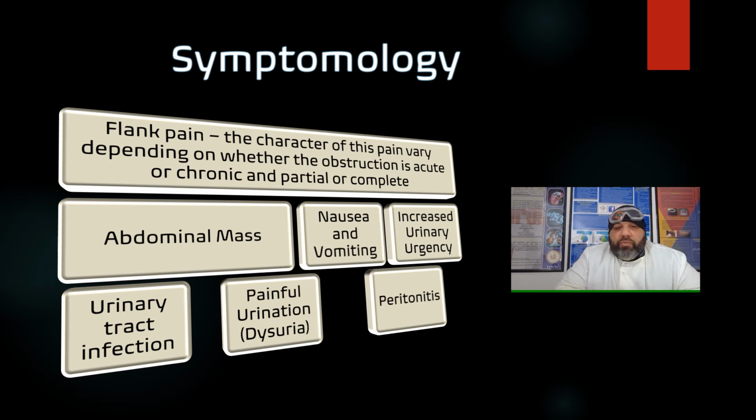So as part of the symptomology, there can be flank pain, where the character of this pain varies depending on whether the obstruction is acute or chronic and/or partial or complete in the context relating to hydronephrosis, and also abdominal mass, nausea and vomiting, increased urinary urgency, where there's also evidence of a urinary tract infection, and where there can be evidence of dysuria.